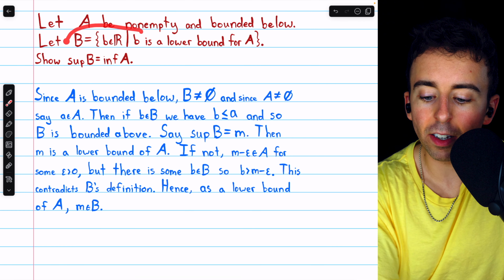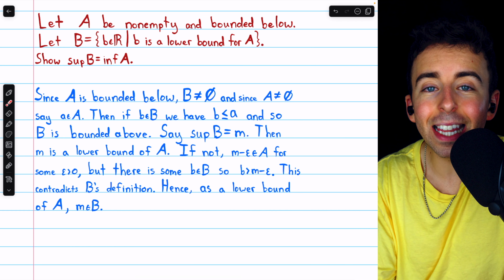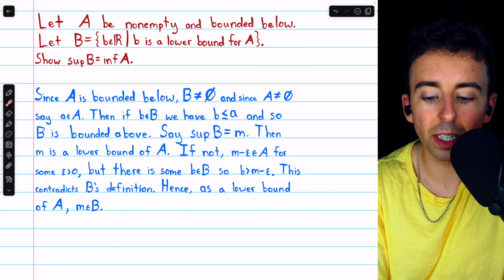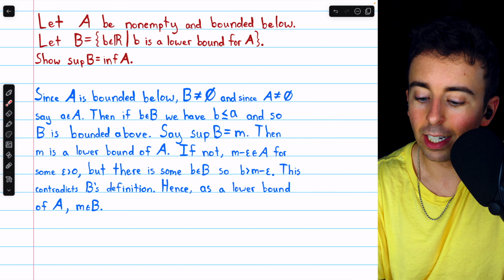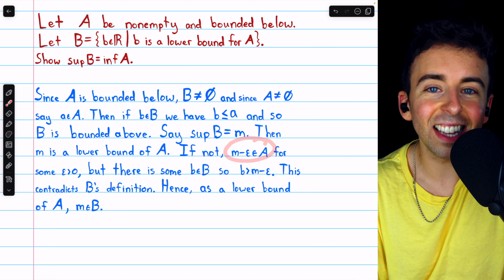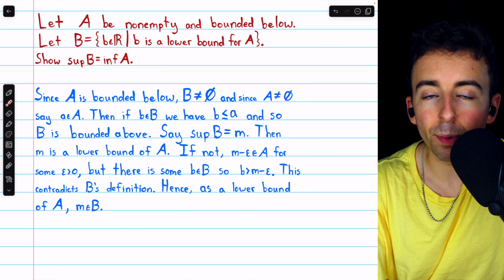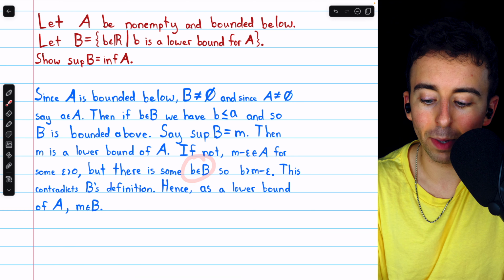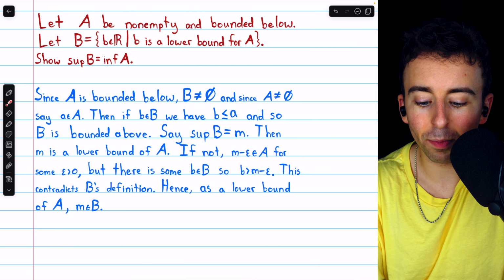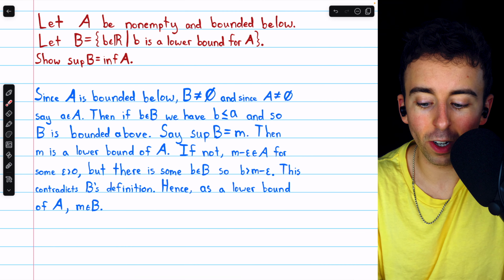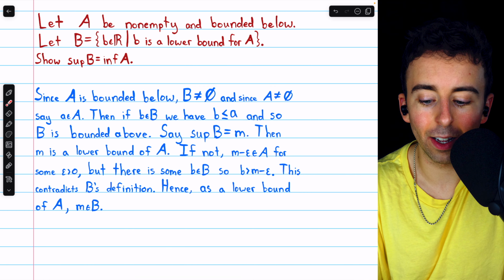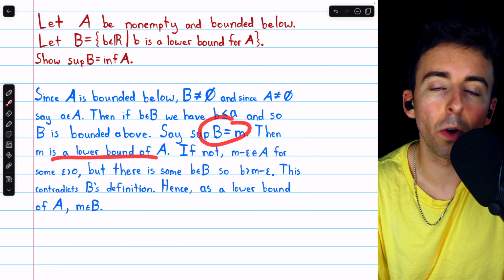So every element of B, by definition, has to be less than or equal to M minus epsilon, because every element of B has to be a lower bound of A. So since M minus epsilon is in A, all elements of B have to be less than or equal to it. So showing that B has this element little b that's greater than M minus epsilon shows that's a contradiction. And so, in fact, M has to be a lower bound of A. The supremum of B is a lower bound of A.